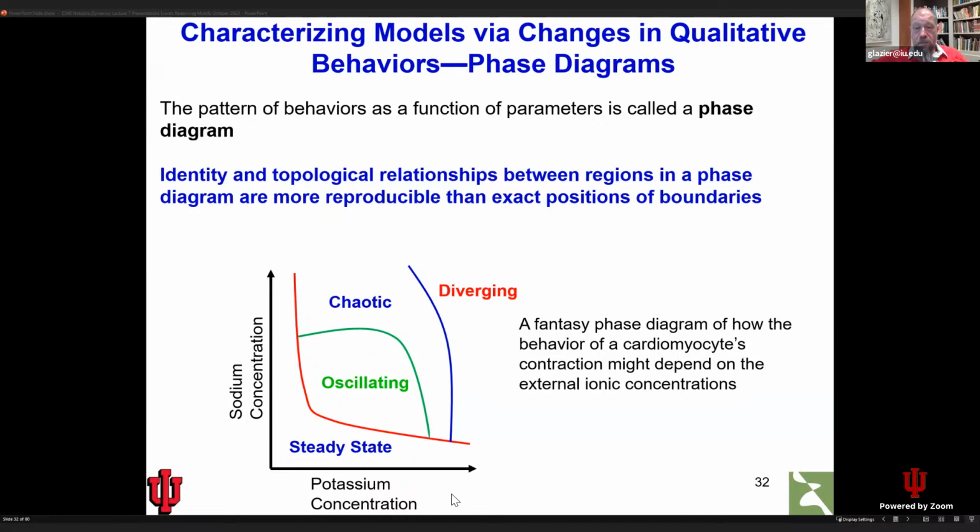But suppose that I'm imagining the heart, and it's oscillating. And I say that I change the extracellular potassium concentration as a parameter, and I change the extracellular sodium concentration as a parameter. And if I have a very low level of potassium and sodium, the cell doesn't oscillate. If I have a low level of potassium, no matter what the sodium concentration is, the cell doesn't oscillate. If I have a very low level of sodium, no matter what the potassium level is, the cell doesn't oscillate.